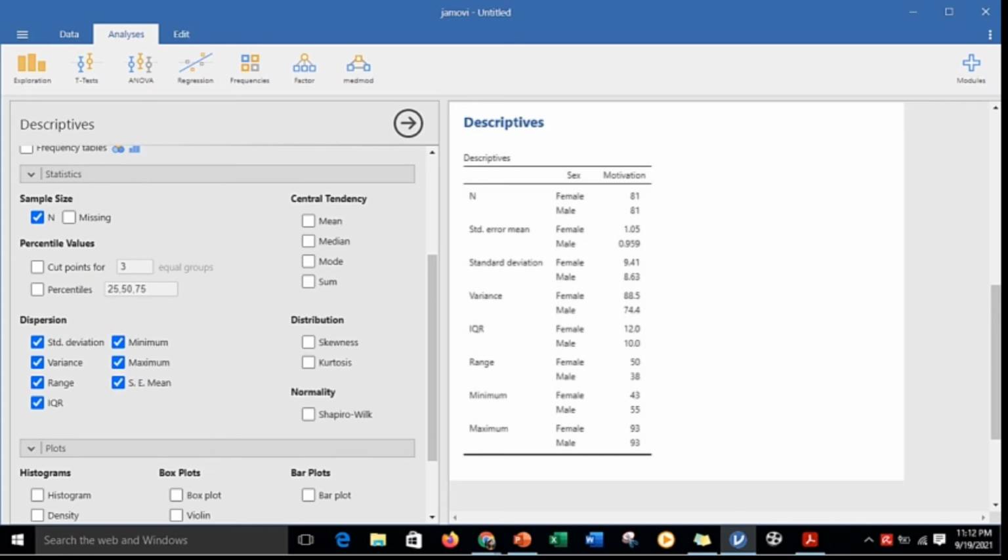And let me briefly discuss each one of those. Minimum and maximum. So this set refers to the minimum value and maximum value. Like for example, in our dataset, the lowest and highest score. We also have standard deviation and variance.